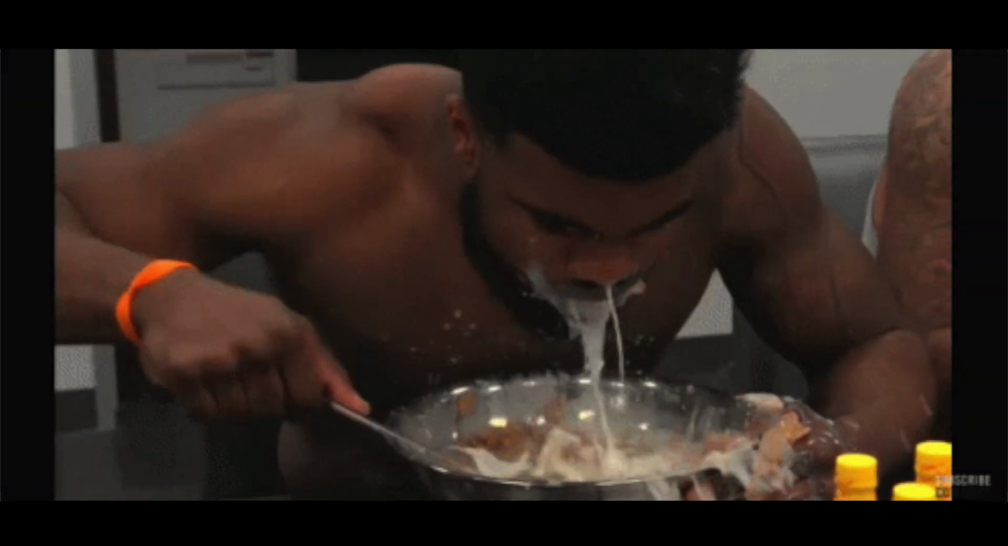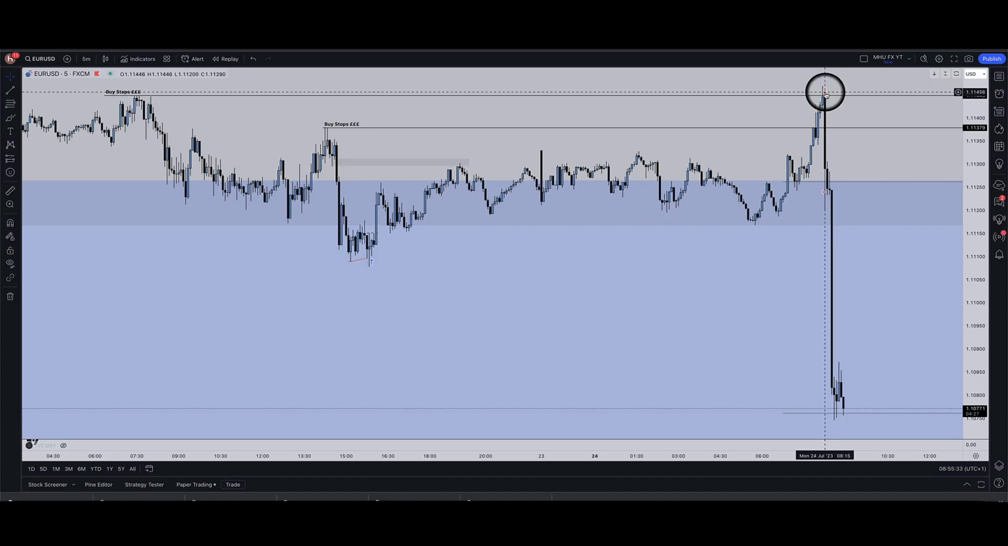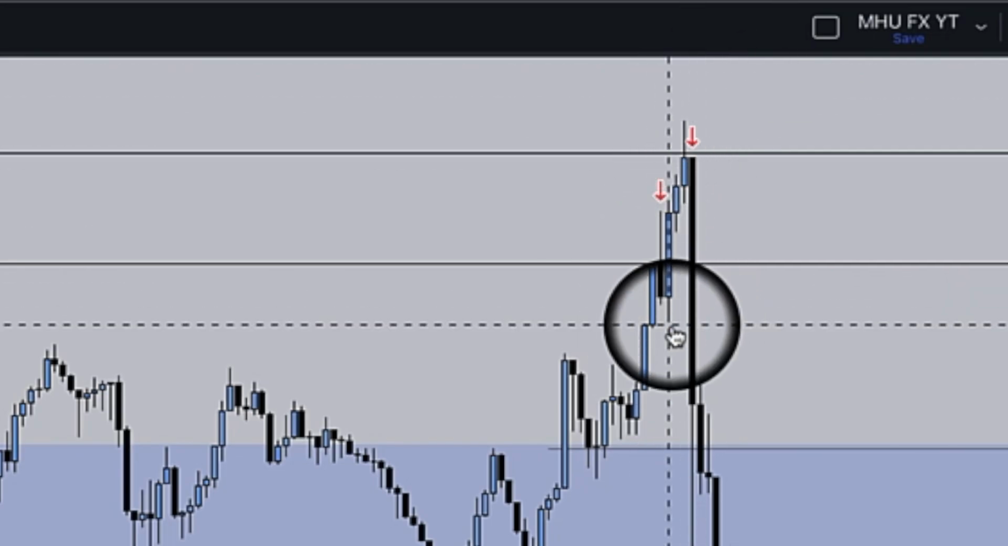I was busy. I was eating breakfast and doing my thing. I wasn't able to take partial profits up here again. I would have taken partial profits, moved my stop loss beneath this low here. But overall, very good trade, guys.